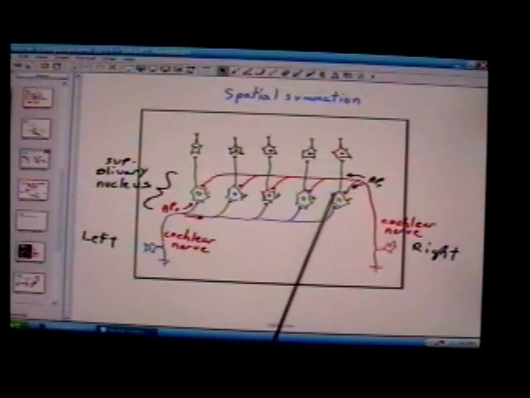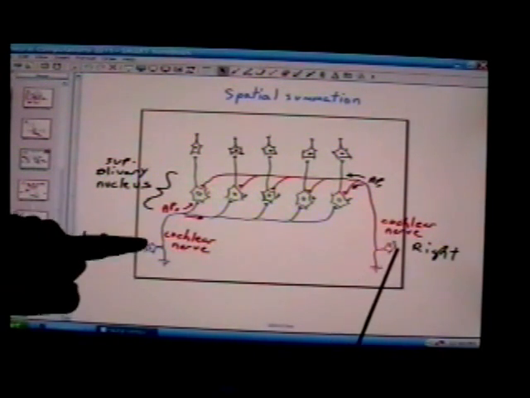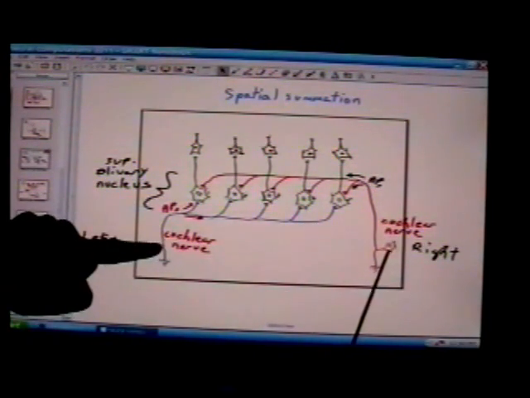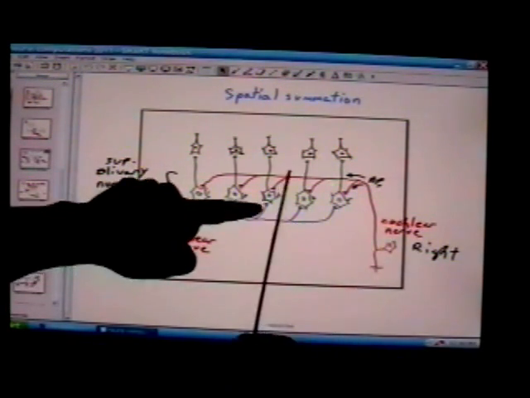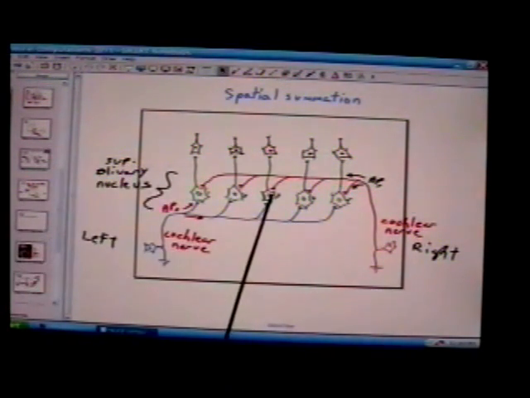Cell 1, 2, 4, and 5 did not respond. So cell 3's activity, you can think of it as representing a certain amount of time delay between the sound getting to the right and the left. In this case, the time delay was 0. Action potentials converge on cell 3 at the same time, and only cell 3.